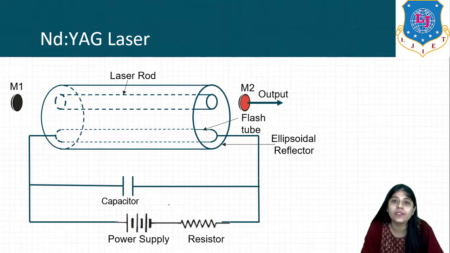One of them is a 100% reflector, and the other one is a partial reflector. Then the pumping source is in the form of a xenon or krypton flash lamp, which can be used to provide optical pumping. This is the basic construction of the Nd:YAG laser.